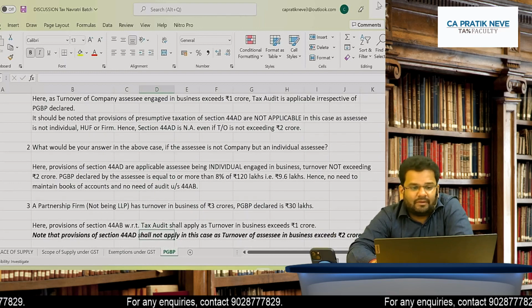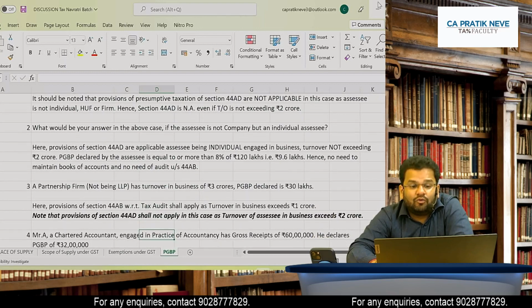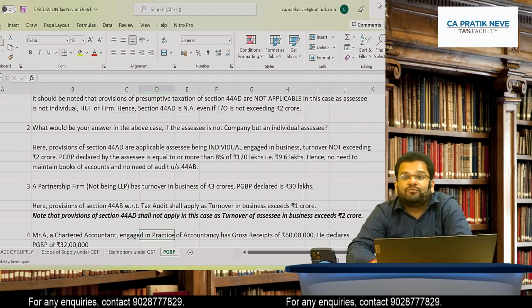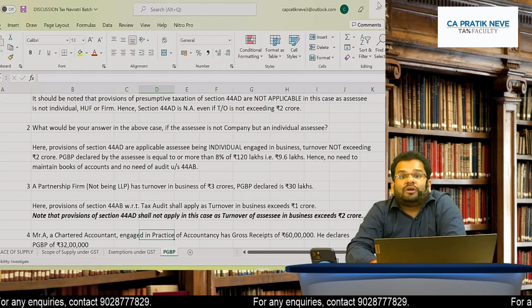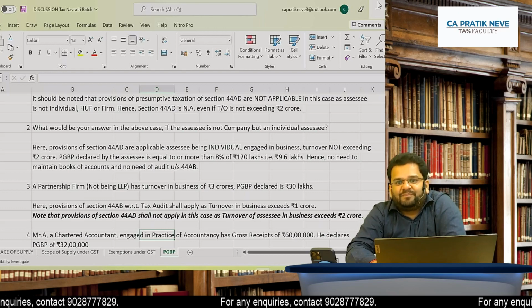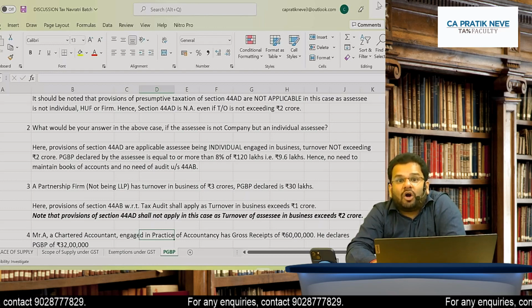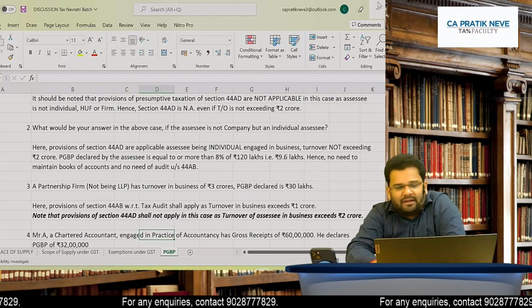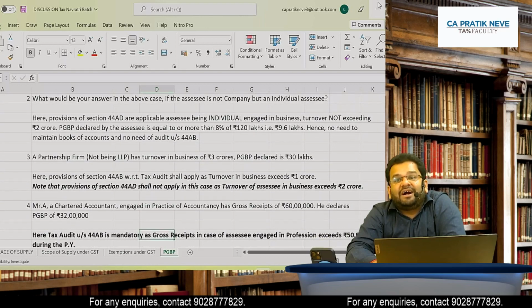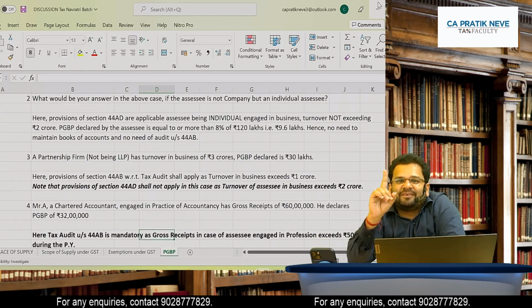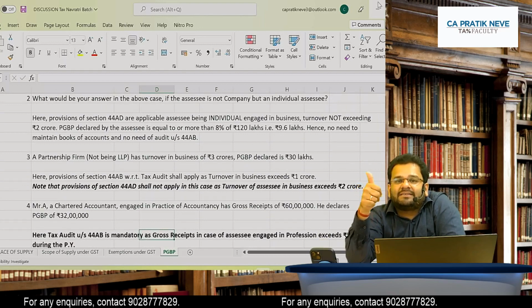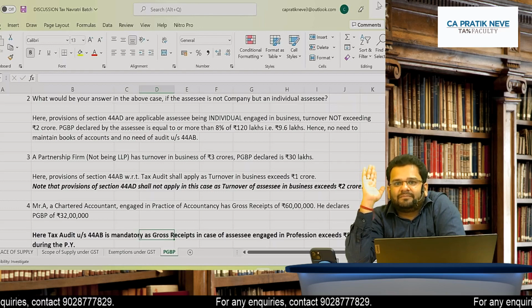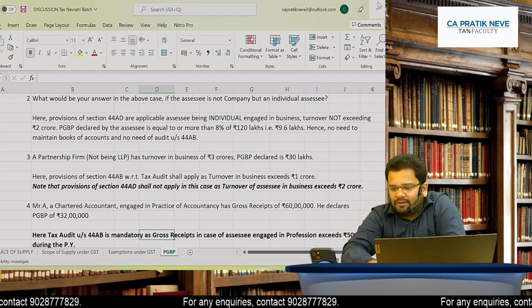Agreed? 44AD will come to save individual, HUF and partnership firm other than LLP. But can 44AD save a company? 44AD, D for dog, cannot save a company. So for a company the limit will always be 1 CR. The 2 CR limit can be only for individual, HUF and firm other than LLP. I hope all of you got it.